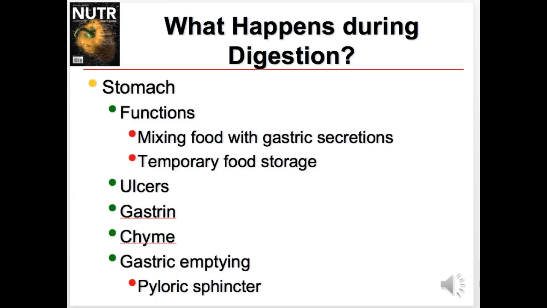It mixes the food with these gastric secretions. Now, if we're not eating the right type of food, or we don't digest it correctly, our body's not working correctly, it can cause some problems. And some of those problems come in the form of ulcers. An ulcer is a break in a bodily membrane that impedes the organ of which that membrane is part from continuing its normal functions.